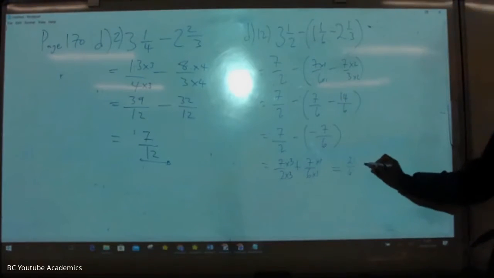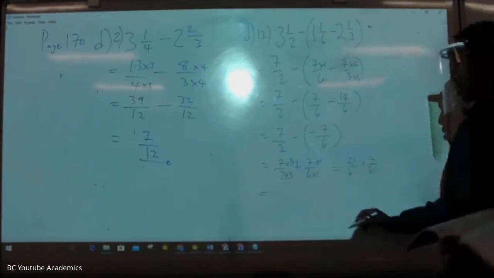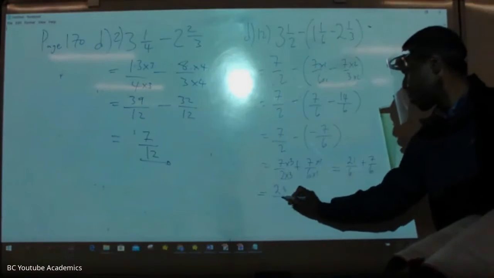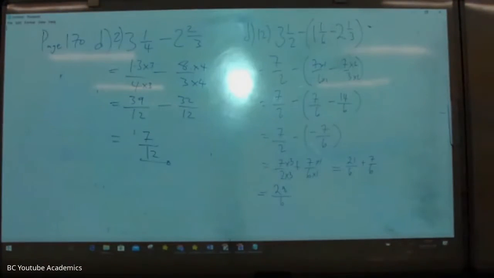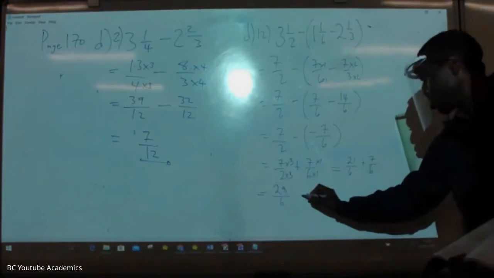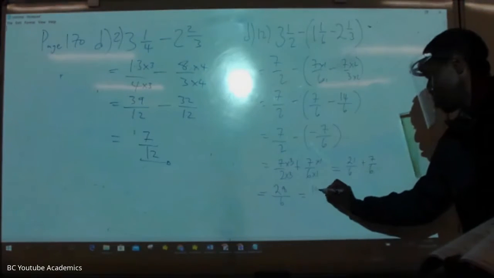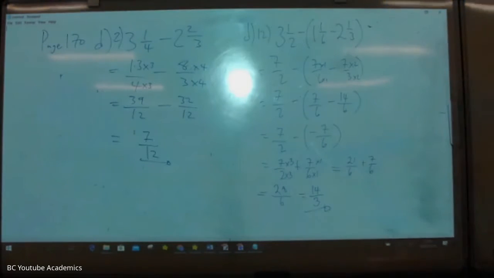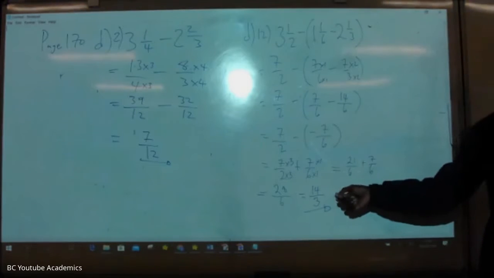21 plus 7, and then the final answer is 28 over 6. What do we need to do with this? Simplify. Our highest common factor is 2. So it's 2 into 28 is 14, 2 into 6 is 3. So please make sure you always express in the simplest form.